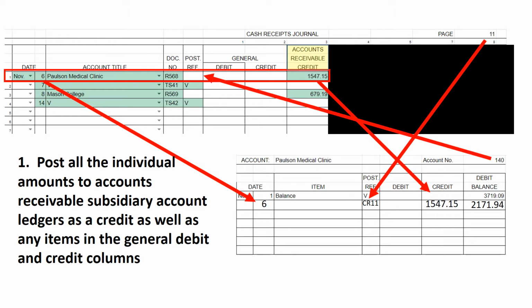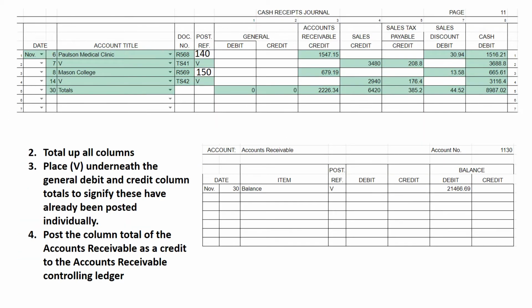The final step that a lot of students forget is we're going to take that account number and put our bookmark back up in that column and put that 140. We would complete this process then for Mason College. Now notice the check marks are already there because we don't have anything in those first 3 columns, so we do not need to post those individually. So then our cash receipts journal will look like this.